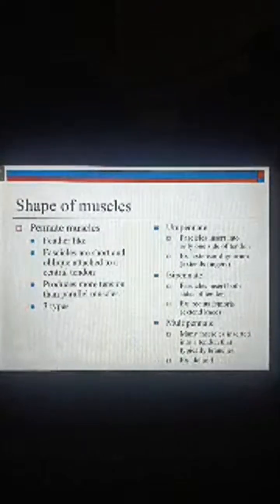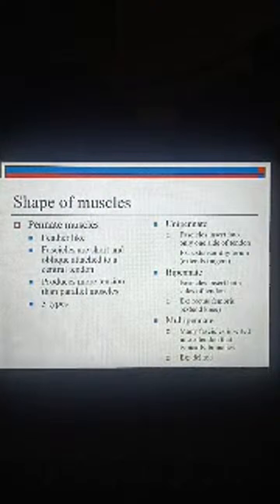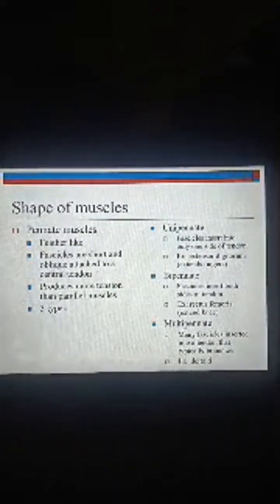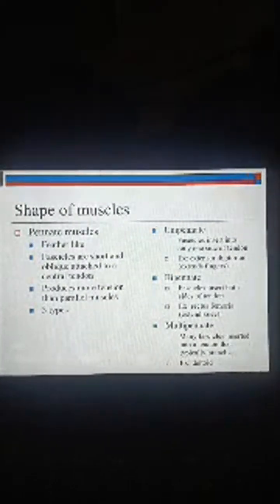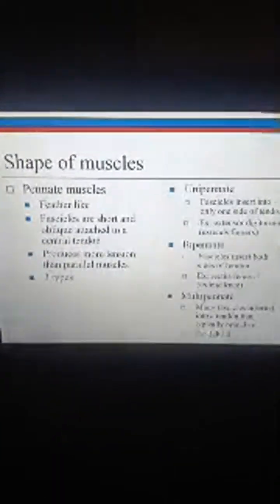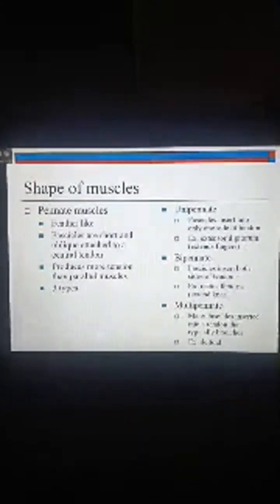Now, these guys, because of that oblique angle, they can generate a lot more tension than our parallel muscles. And we have 3 types. Our first type are unipinnate. The fascicles with unipinnate only insert on one side of the tendon, so you can kind of think of half a feather. An example of this in the body would be the extensor digitorum, the muscle that extends the fingers.